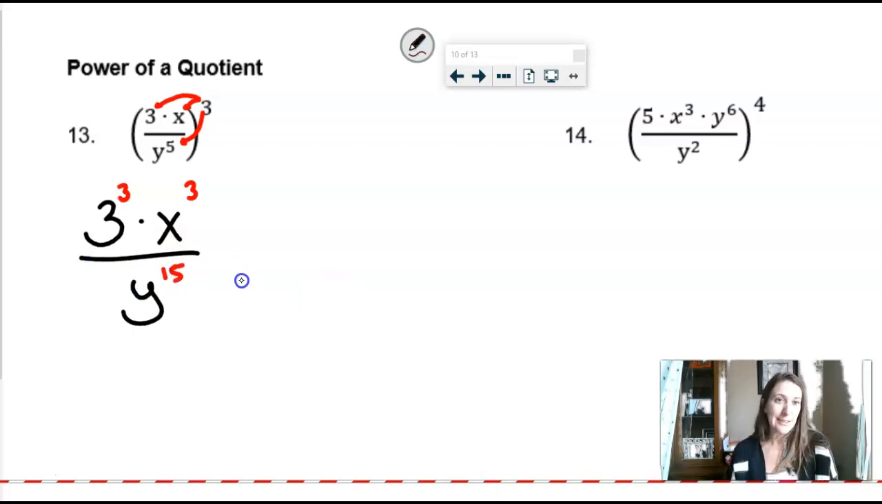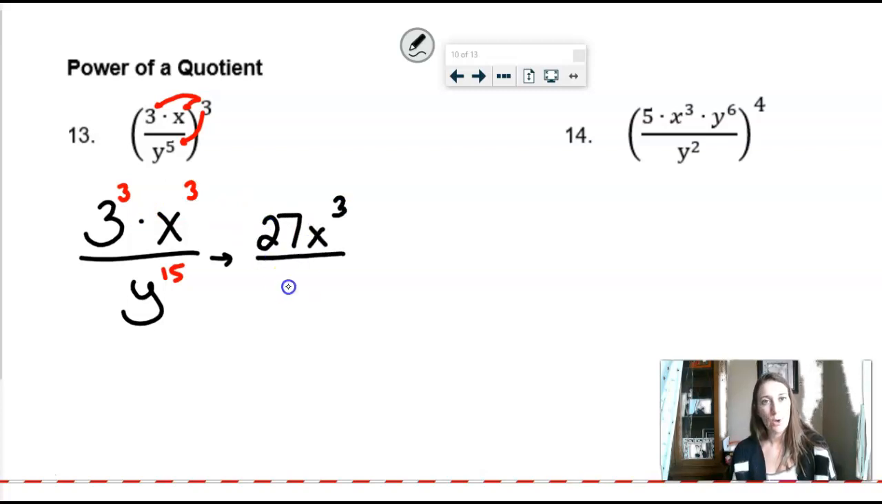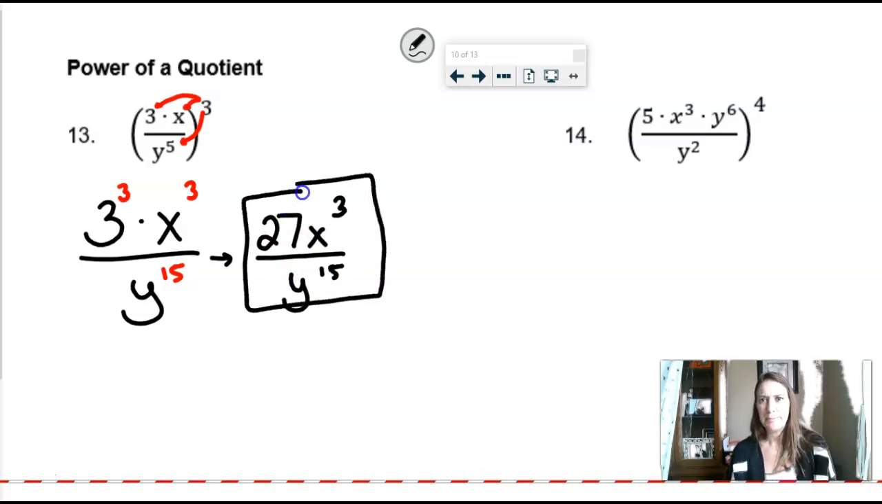That's actually an okay answer. Not the best answer though, because 3 to the 3rd, 3 times 3 times 3 is 27. So the best answer is 27, x to the 3rd over y to the 15th. That's the best answer. Look at that. All right.